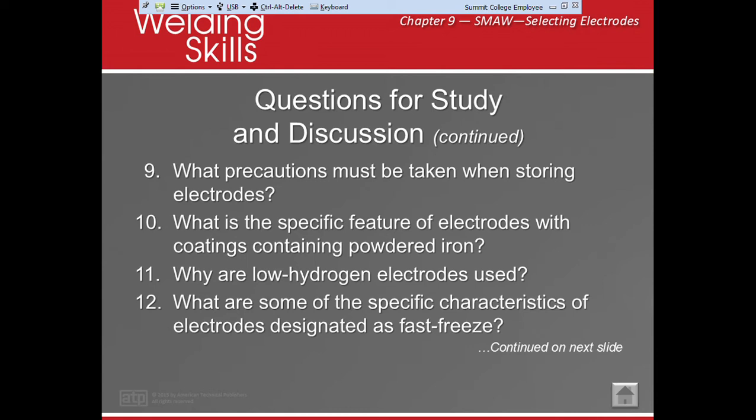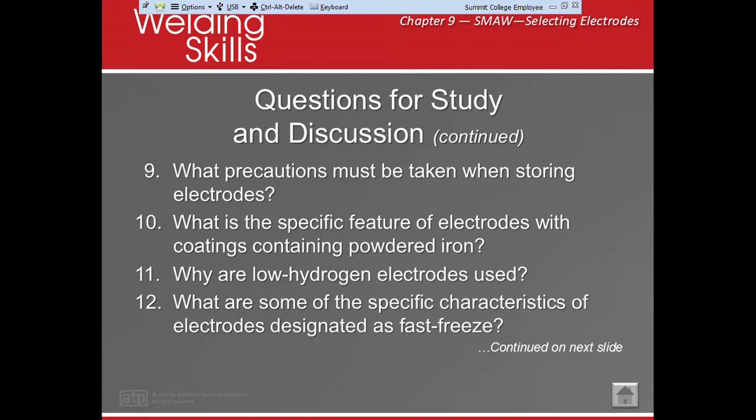Why are low hydrogen electrodes used? Well, iron powder electrodes are designed for low carbon steel. Let me see. Iron powder electrodes are designed for welding low carbon steel where high travel speeds and high deposition rates are required, i.e. jet rod.